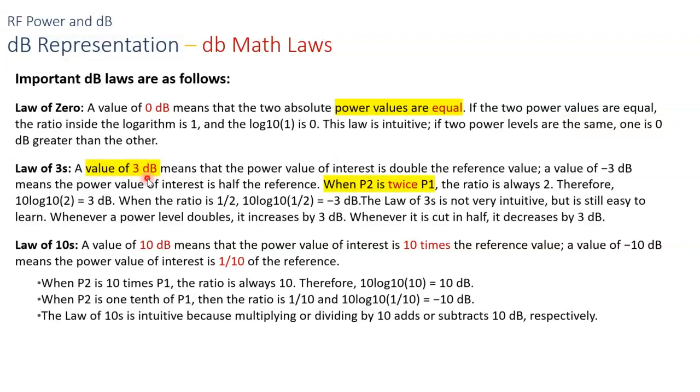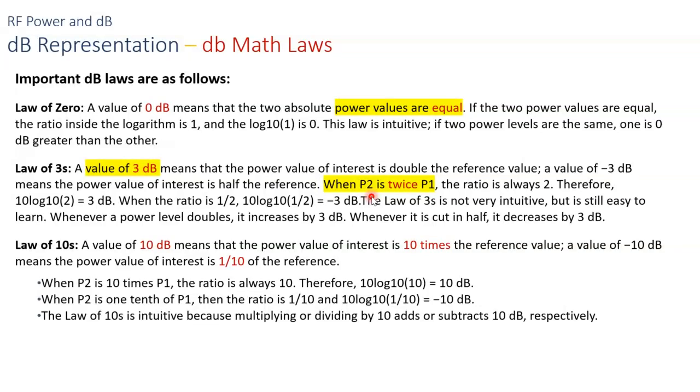A value of 3 dB means that the power value is double the reference power. The power value of interest, P1, is double the reference power, P2. But if the value is minus 3 dB, this means that power 1 is half P2. So if the value is 3 dB, power 1 equals 2 P2. If the value is minus 3 dB, power 1 equals half P2.